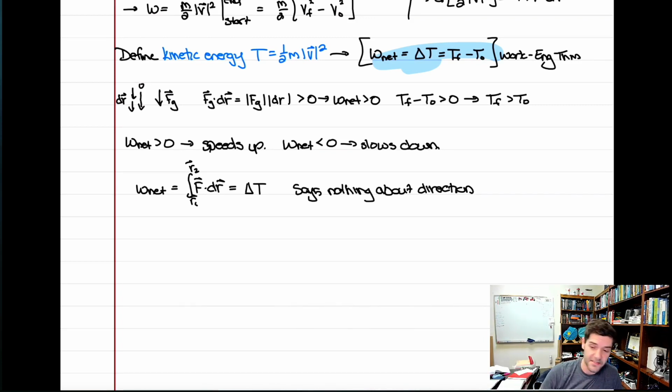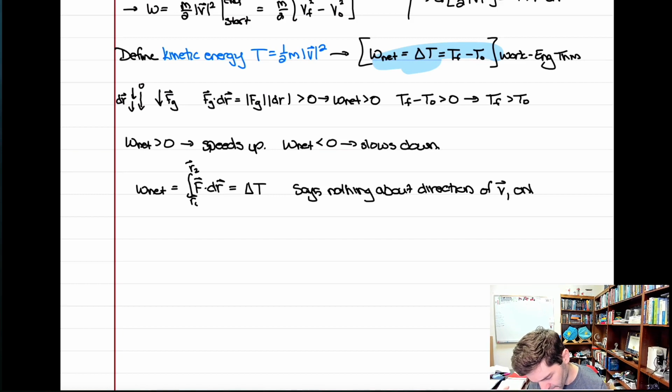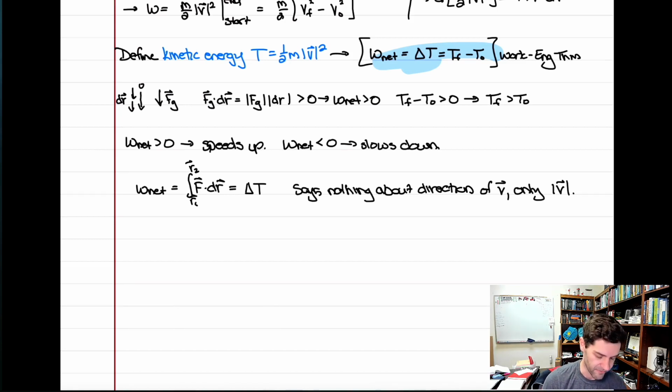Right? This doesn't tell you if the ball is moving up or down. This does tell you if the ball is moving with a certain velocity or speed. So it says nothing about the direction of v, only really the magnitude of v. So in that regard, you might think that we've kind of lost a little bit of information.